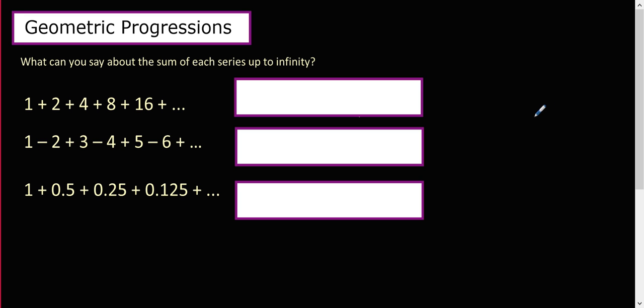What can we say about the sum of each of these series to infinity? Now, they're all examples of geometric series. In the first one, we've got a common ratio of 2: times 2, times 2, times 2. And the second one, we've got a common ratio of minus 3 over 2, so multiplied by, oh no, hang on, what is it? Is it just minus 2? No, whatever the common ratio is. In fact, it's not a common ratio, so don't worry. This is just a series to infinity. And for the third one, we've got this geometric series where the common ratio is a half.